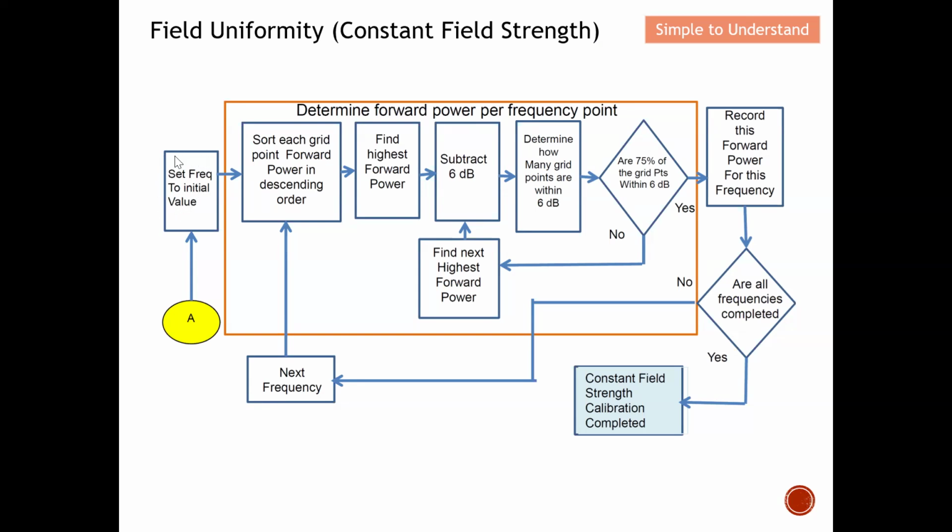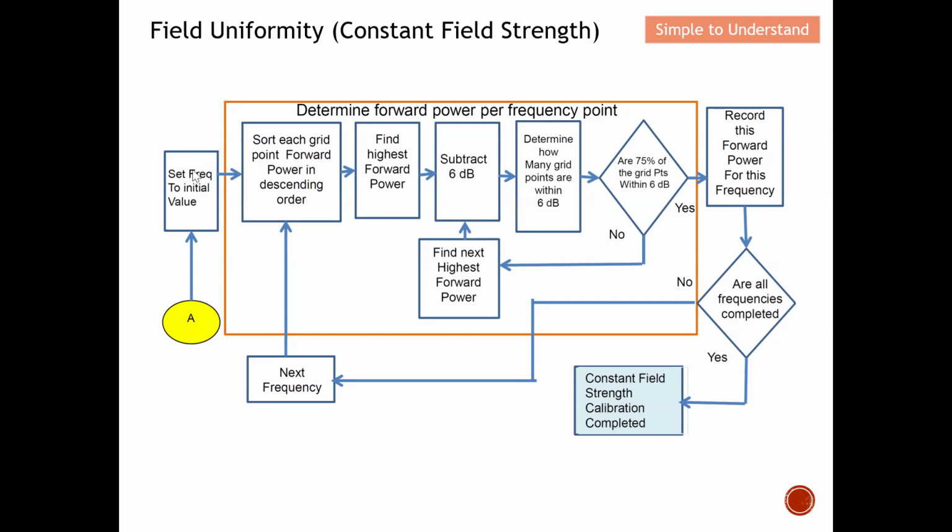Firstly, we set the frequency to an initial value, for example, 80 megahertz. Next, at one particular grid point, I put the field probe and capture the forward power at 80 megahertz. After that, I collect all the 16 points. Then I sort all the grid points in descending order, from the highest to the lowest. This is step number 2 here.